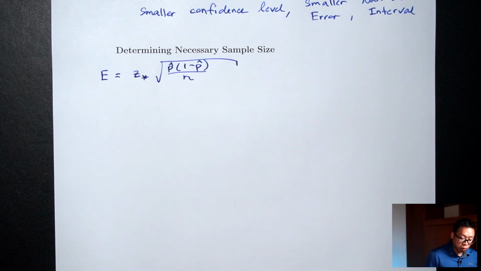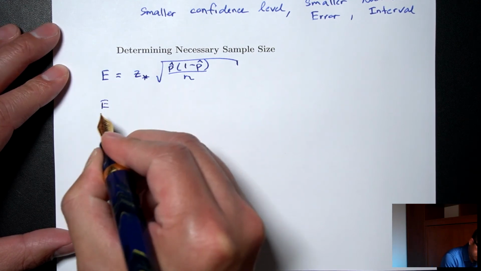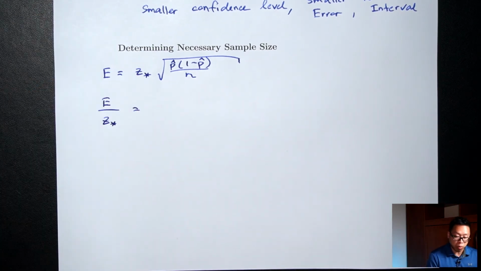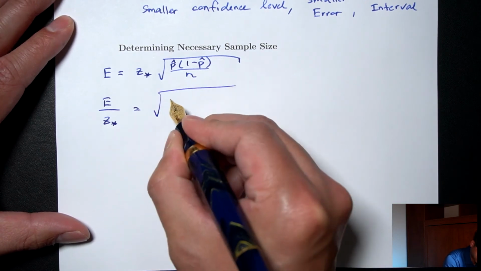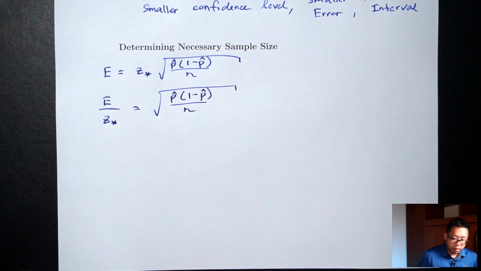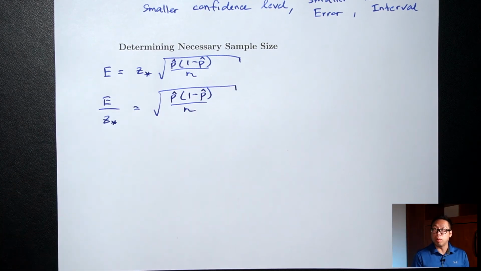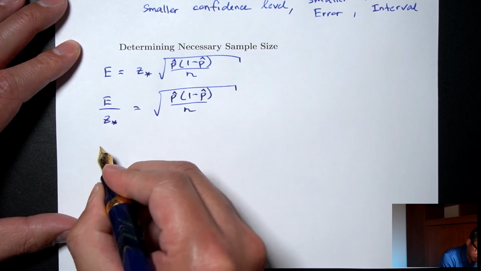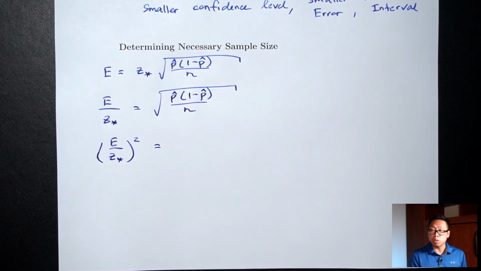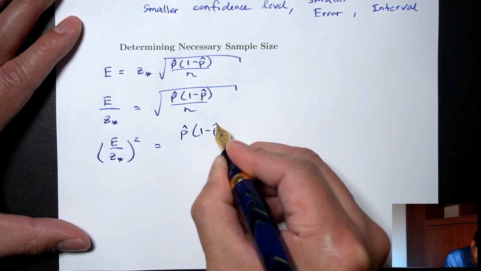So to get the n by itself, the first thing I'm going to do is divide both sides by z star. Okay, so I'll get e over z star. On the right side, when I divide by z star, the z star is going to go away, and I'll just have the big square root. Okay, next thing, if I want to get the n by itself, is to get rid of this square root. To get rid of a square root, we're going to square both sides. So squaring both sides, left side is going to be e over z star squared. On the right side, when I square it, the square root is going to go away. So I'll have p hat, 1 minus p hat over n.